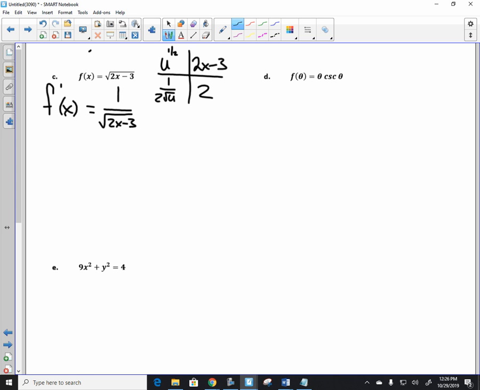Sometimes people look at that and they use the quotient rule. Just use the chain rule again, right? U to what? Negative 1/2. Two x minus 3, 2.